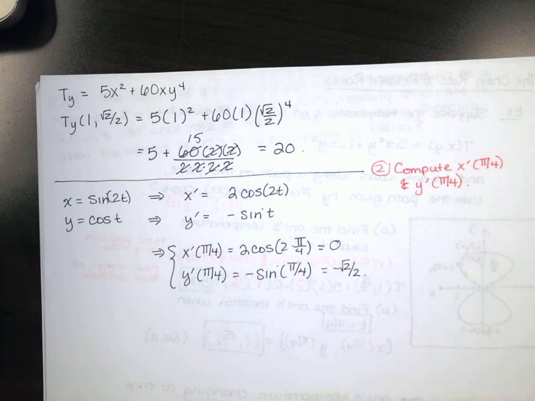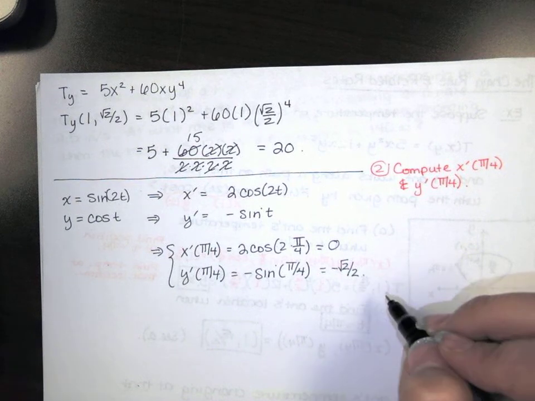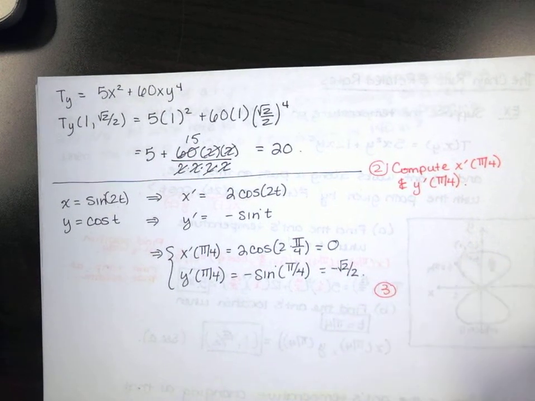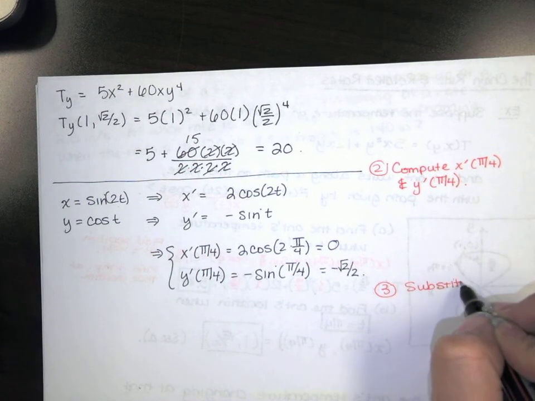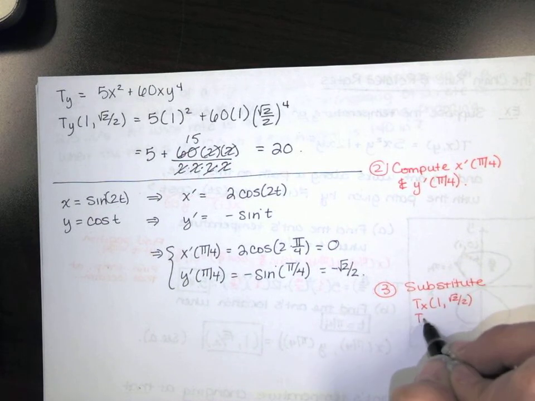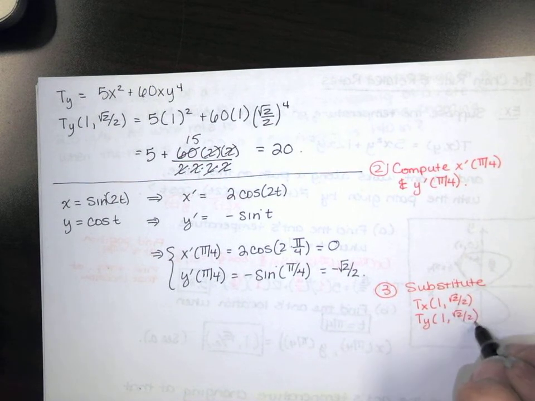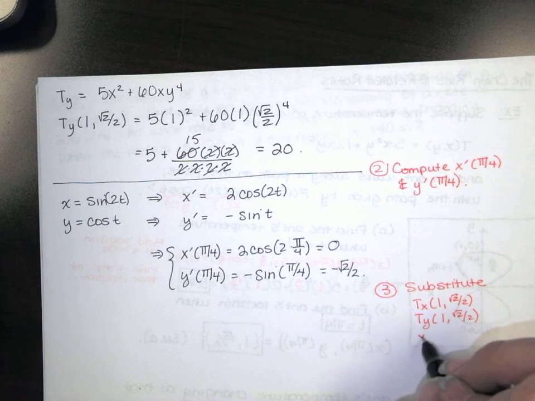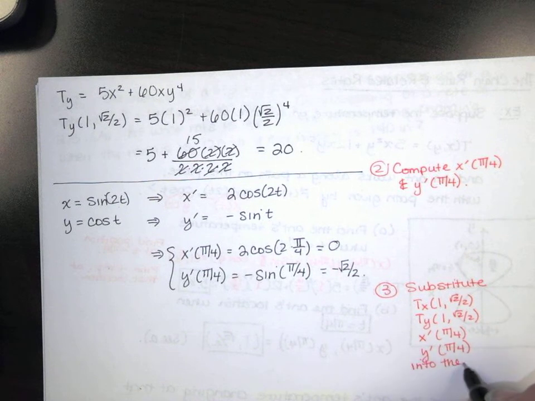So we've got our two derivatives of x and y with respect to t. We've got our partials of the temperature with respect to x and y. We just multiply all of those together to find the change in temperature with respect to time. So I need to substitute my partials of temperature with respect to x and y into the formula, and I also need to substitute these derivatives of x and y with respect to t into the formula and simplify.